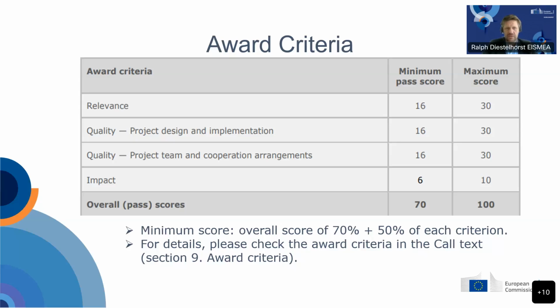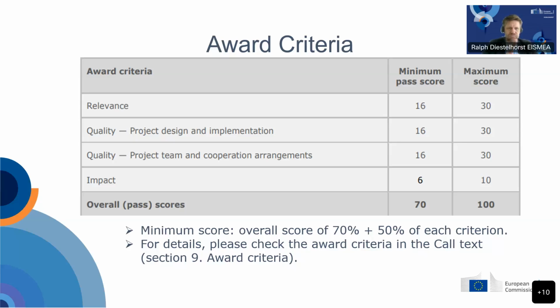A second quality criterion is then about the team and the cooperation arrangements, including multipliers and how you team up with others in your region and beyond. And the last one, but it is important, is obviously the impact. Which impact can you achieve with your organizations and by involving the entrepreneurs that you want to recruit for this program?